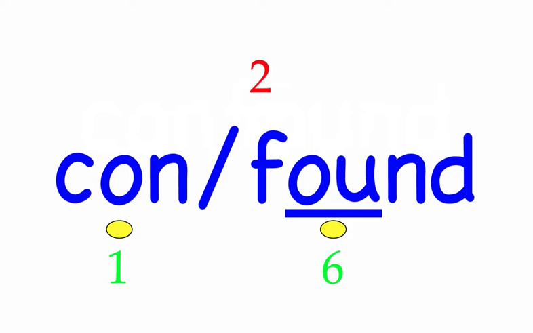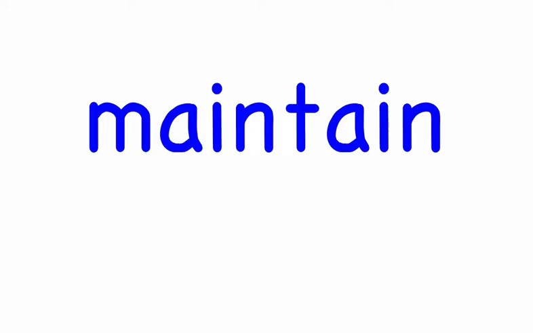Maintain. The young girl did maintain an excellent academic record. Main has 3 sounds. M, A, N. Tain, 3 sounds. T, A, N. Maintain. Mark the word.